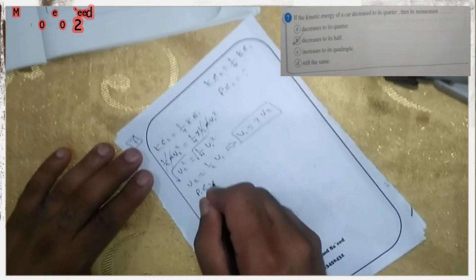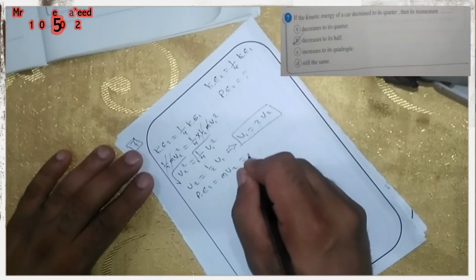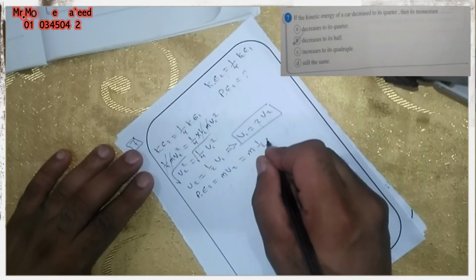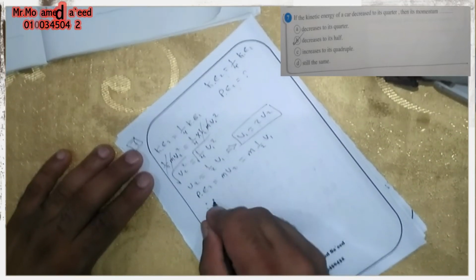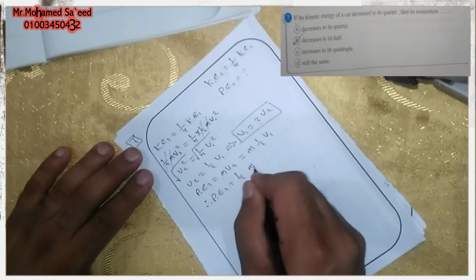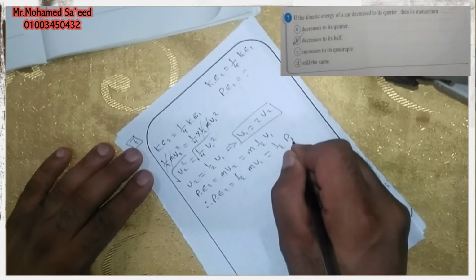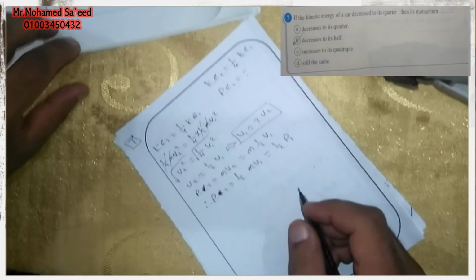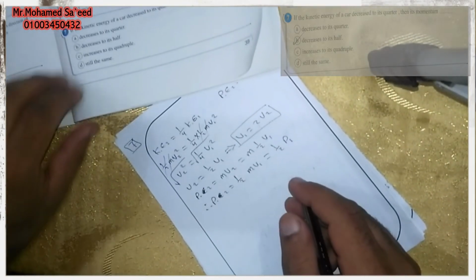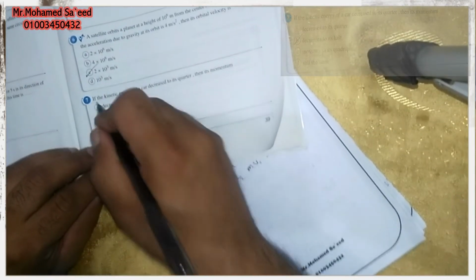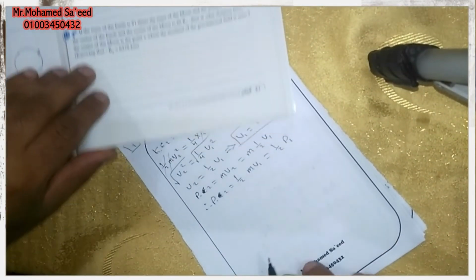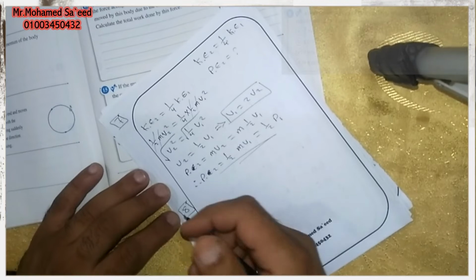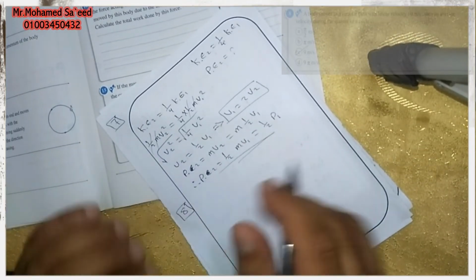P2 equals m v2 equals m times half v1. So P2 equals half m v1 equals half P1. P2 equals half P1, which means the momentum decreases to its half. Question number 8. A body moves in a circular path with linear velocity 10 meters per second.